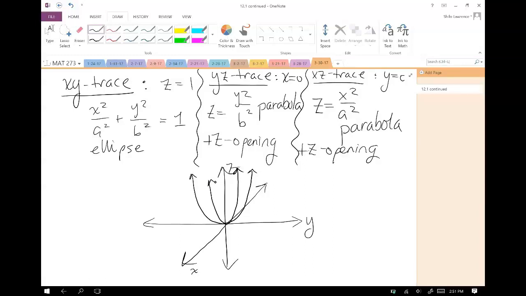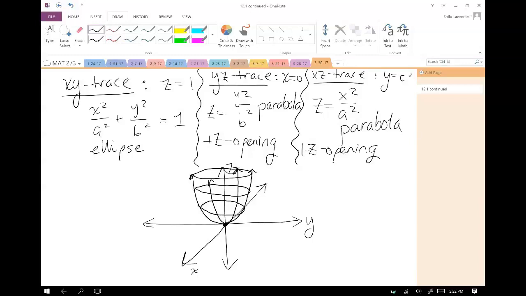Now remember, we said when Z is 0, it's just a single point, 0, 0. But as we slice this thing at larger values of Z, constants of Z, we see ellipses. So the XY trace is an ellipse. So as we slice this thing horizontal, we see an ellipse.